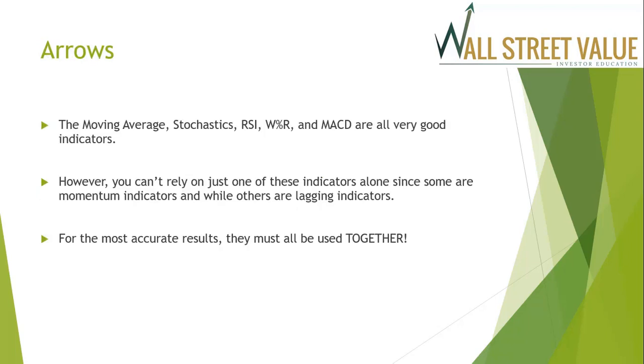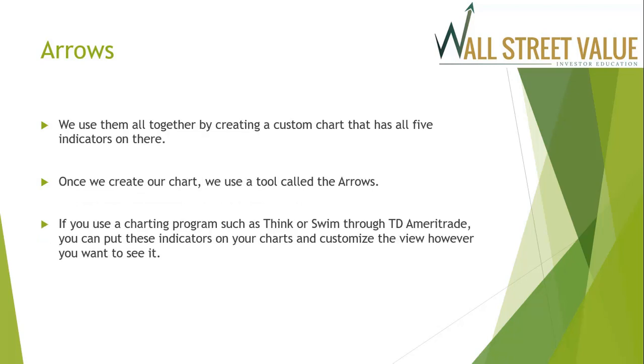The moving average, stochastics, relative strength index, Williams percent R, and the MACD are all very good indicators. However, as great as they are, we can't rely on just one of these indicators alone, since some are momentum indicators while others are lagging indicators. For the most accurate results, they must be used all together. We use them all together by creating a custom chart that has all 5 indicators on there.